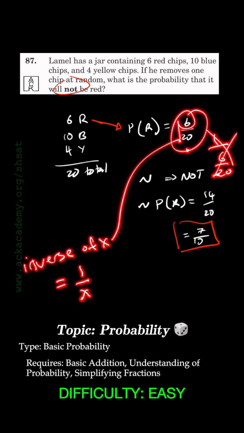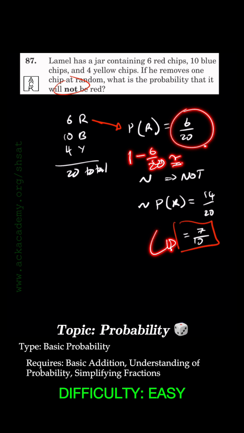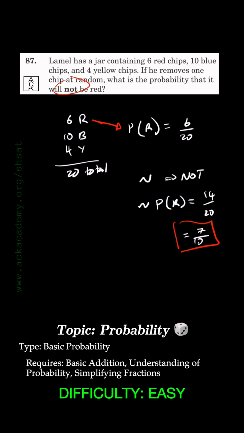The correct word here is complement. So in probability, we're taking the complement of 6 over 20, which is 1 minus 6 over 20, which I explained earlier in the video how this works out to 7 over 10. Small minor correction. So yeah.